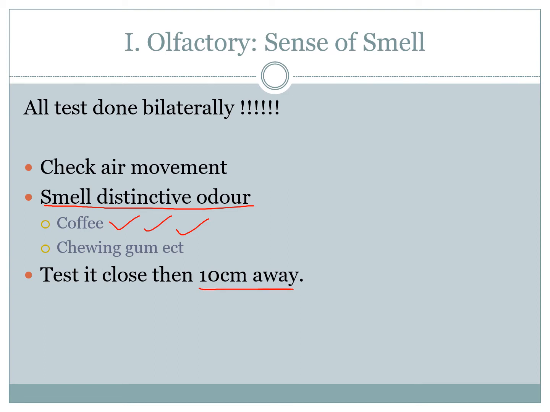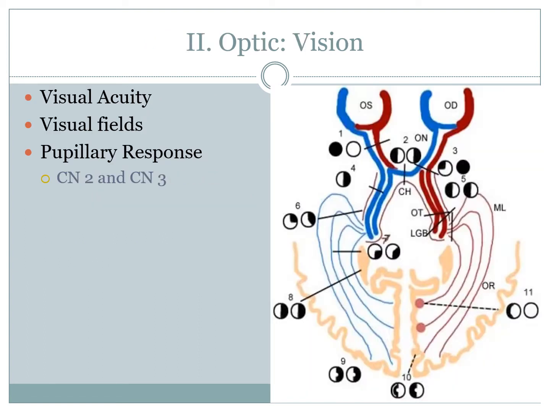The reason we do that is they may have slight swelling around the actual olfactory nerve, which means they've got a reduction in their sense of smell as opposed to a loss. So if they can smell it close, but not 10 centimetres away, it may be an indication of early onset of swelling, lesions, what have you. So that's cranial nerve 1. Nice and simple.